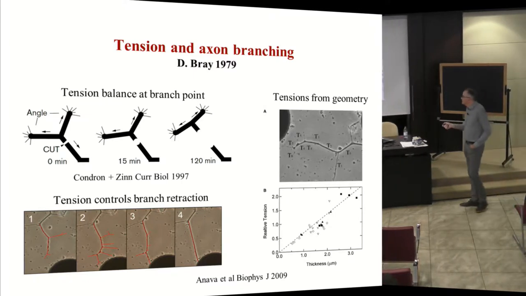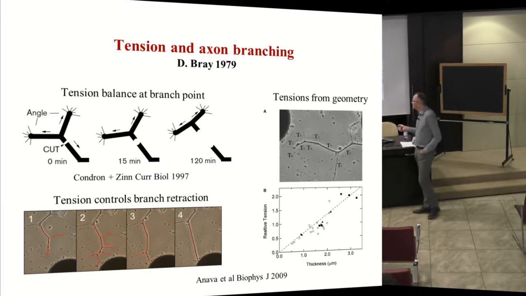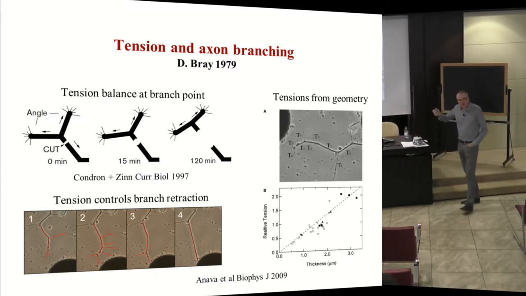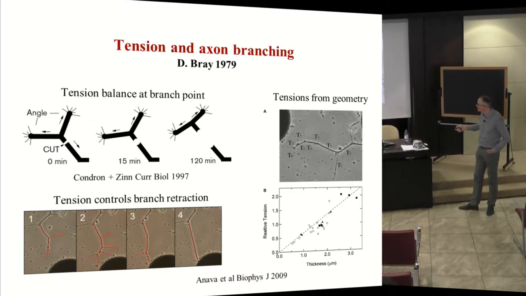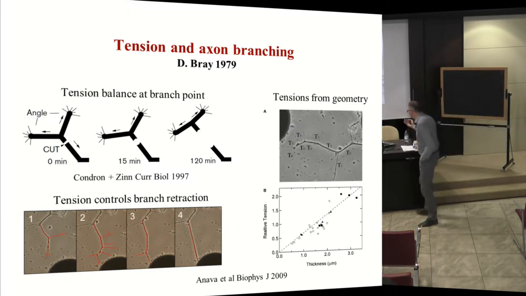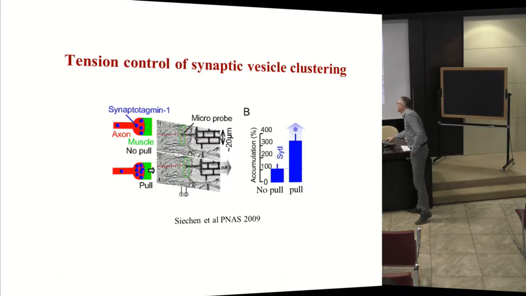Okay, and here actually is a nice experiment that shows that tension value can control retraction of axon branches. This is a branched axon. Here it connected to some post. It grabbed to it, increased tension. It became more straight. And all the side branches which are not linked to something retract. Okay, so tension controls quite a few things.